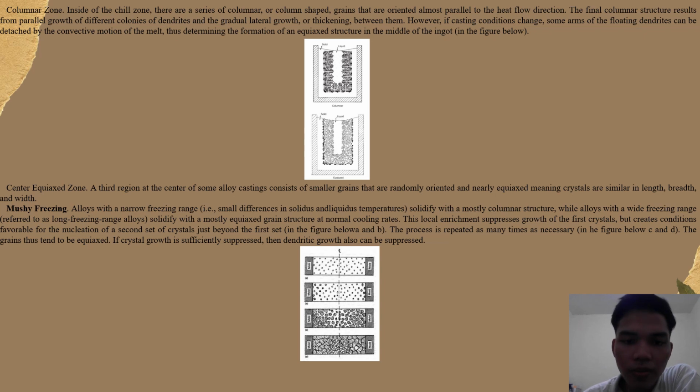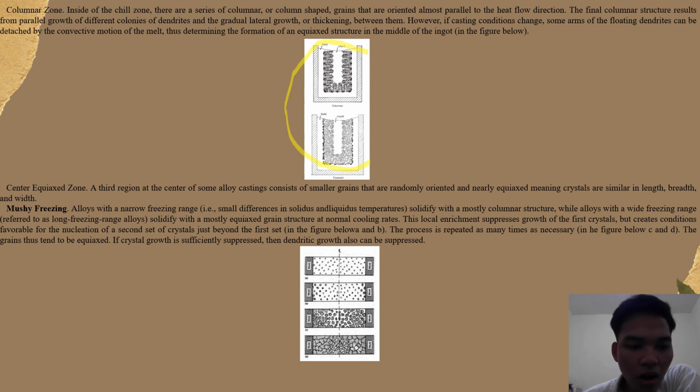The figure below. Center equiaxed zone. The center of some alloys consists of smaller grains that are randomly oriented, and the crystals are similar in size, rounded, and equiaxed.